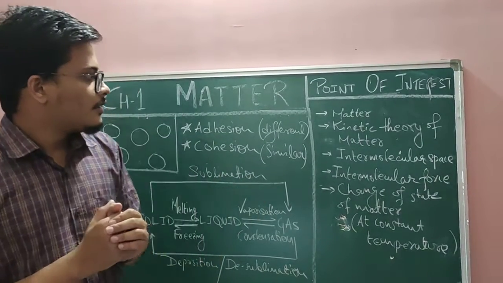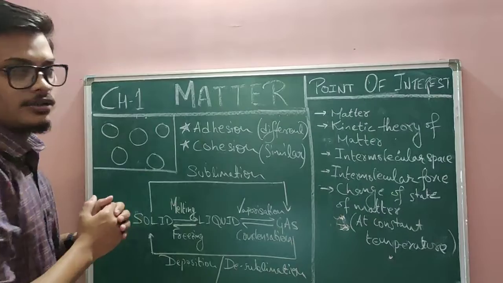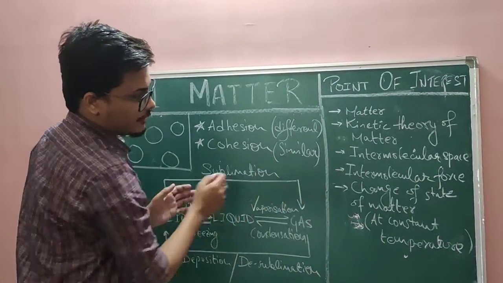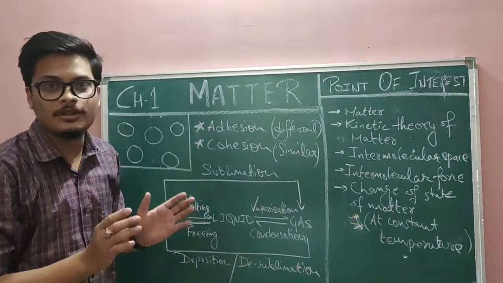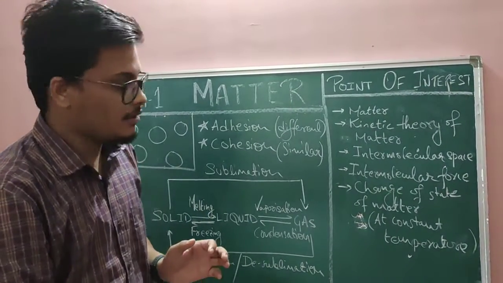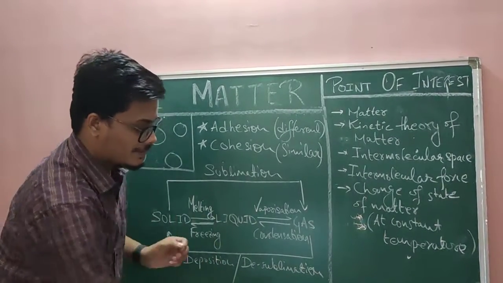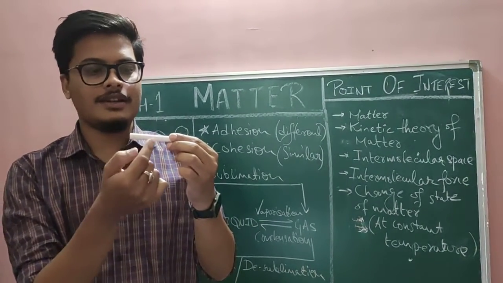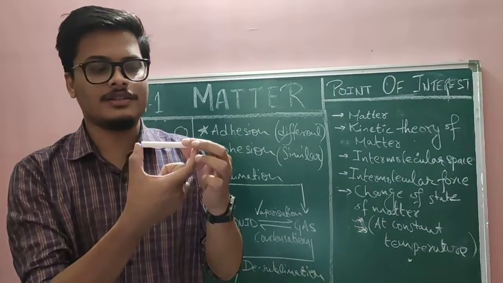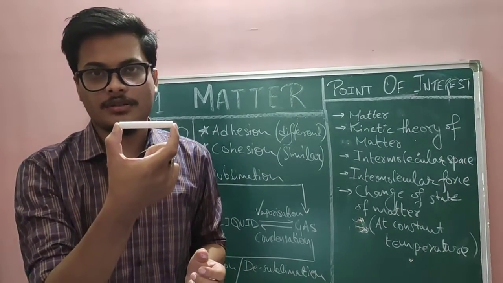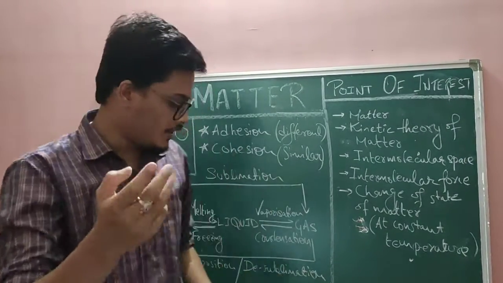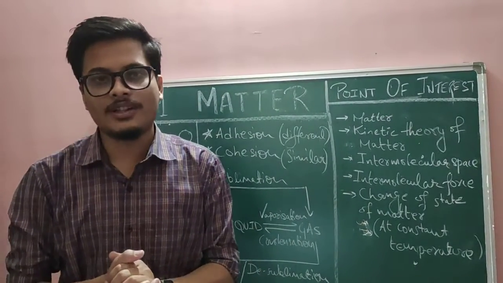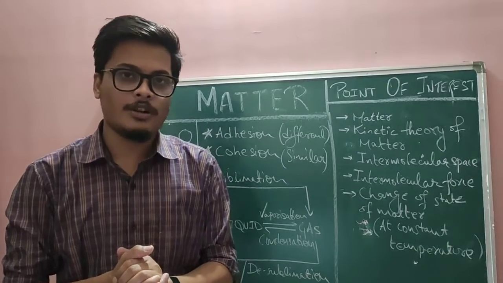Means what? Suppose this is a green board, isn't it? The molecules which will be present over here and over here will be similar. Clear? Say this is chalk. The molecules over here in this chalk and over here will be similar because this is the same substance. Understood? Third point is molecules of different substances have different shapes, size, composition, properties.